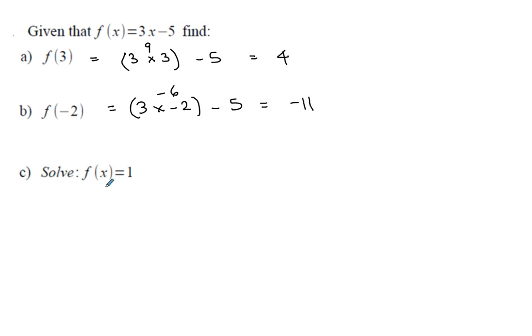Solve f of x equals 1, so that 3x minus 5 equals 1. So 3x minus 5 equals 1. Add your 5. 3x equals 6. Divide by 3, x equals 2.